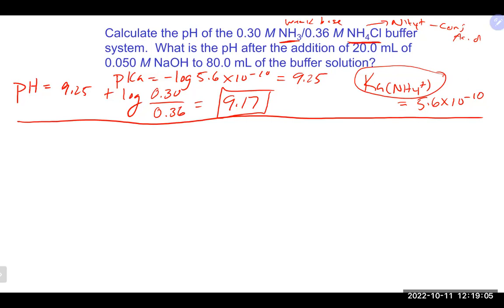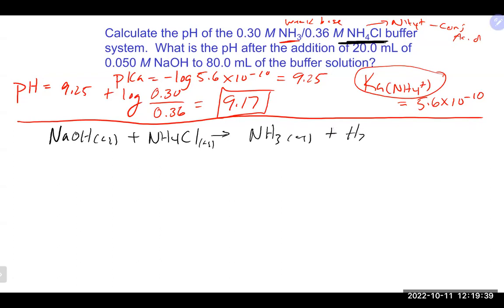Second part here, we're adding some sodium hydroxide, so we are going to get a reaction. It should react with which part of the buffer? It should react with the acid part, right? So we'll leave the Cl in there. You can take it out if you want, but basically we're going to make NH3, we'll also make some water, and we'll make a little sodium chloride if you want to keep track of everybody.